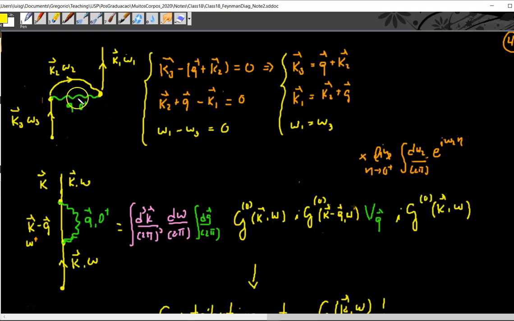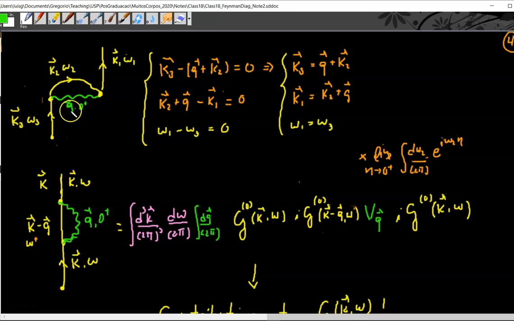Now let's look at those delta functions. The first delta function tells me that k3 minus q plus k2 equals 0, which means that k3 equals q plus k2. So what does that tell me? That if this is propagating this way, with momentum k3, at this vertex, k2 plus this q is equal to this incoming momentum into the vertex. So it tells me that there's a conservation of momentum here.